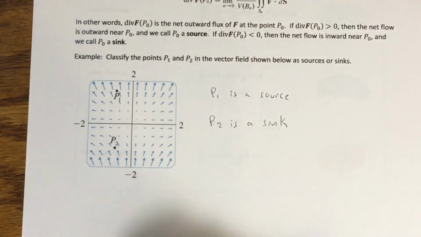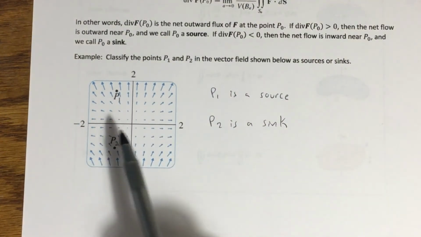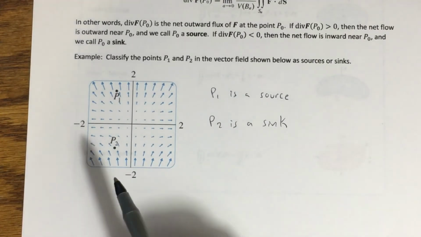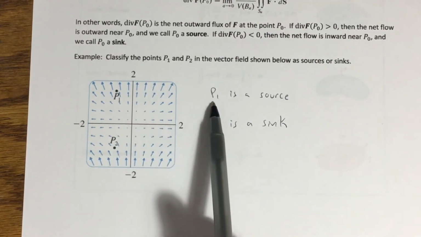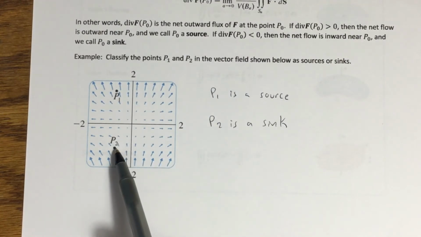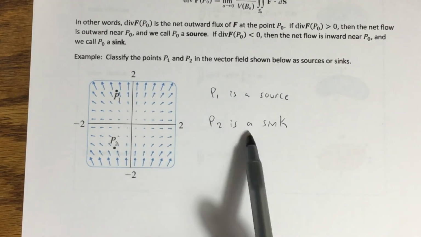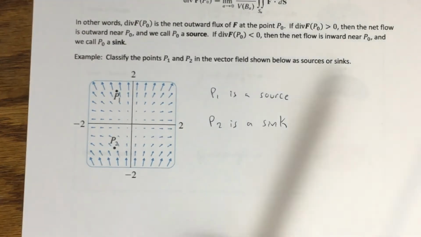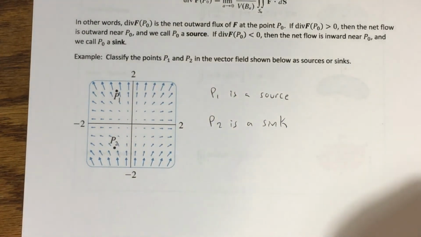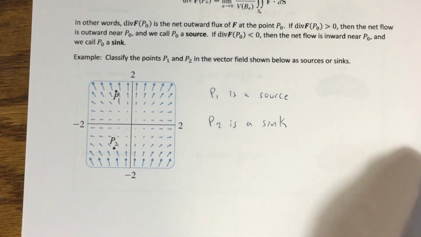Okay, so you notice we're eyeballing it, but we can make that determination based off of what we're seeing around those points. I would expect then the divergence of this vector field at P1 to be positive and the divergence of this vector field at P2 to be negative, because that's what would give us these things, sources and sinks, conclusively. Okay, that's essentially it for section 16.9.